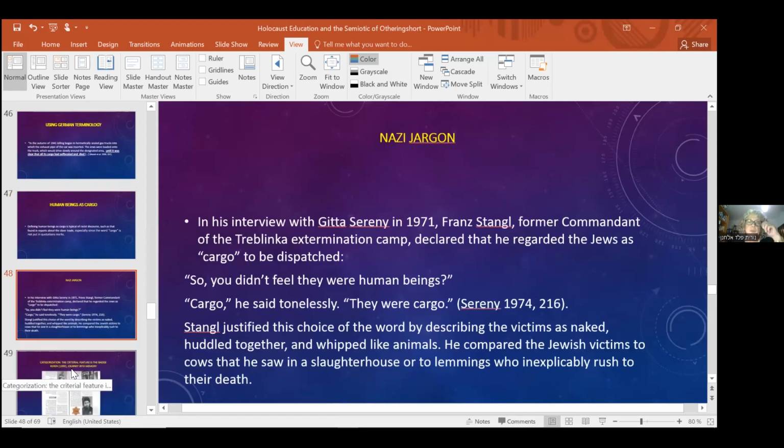In an interview with Gitta Sereny, Franz Stangl, former commandant of the Treblinka extermination camp, declared that he regarded the Jews as cargo to be dispatched. So you didn't feel they were human beings? Cargo, he said tonelessly, they were cargo. Finding the same term in an Israeli Jewish textbook is quite appalling.